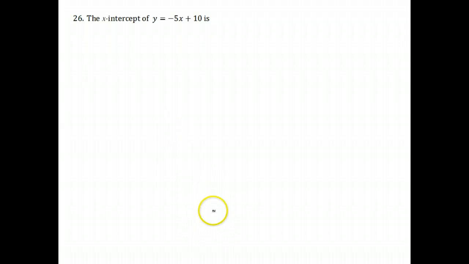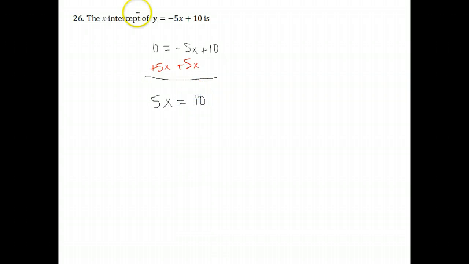So we want to find the x-intercept of the equation y equals negative 5x plus 10. So to find the x-intercept, all you have to do is substitute a 0 in for y. So we do 0 equals negative 5x plus 10. And then we solve for x. We can add the 5x over. And that's going to give us 5x equals 10. Then we're going to divide by 5 on both sides, because our goal is to isolate this x.